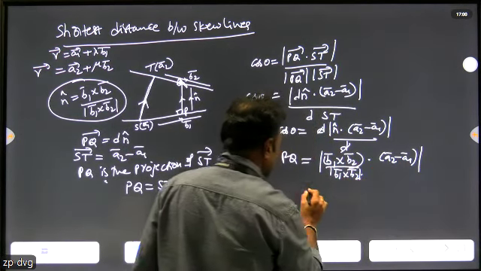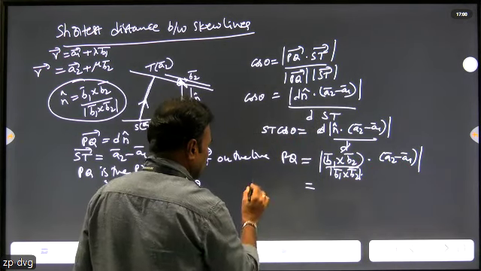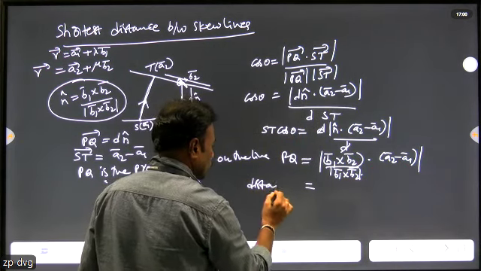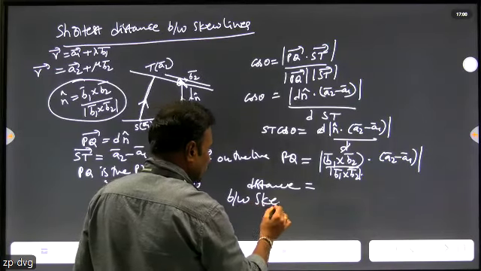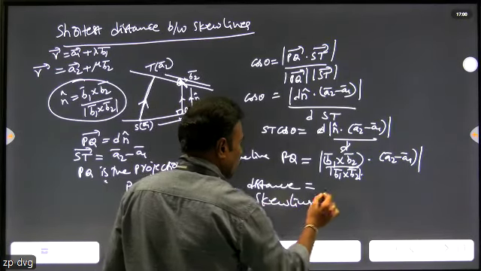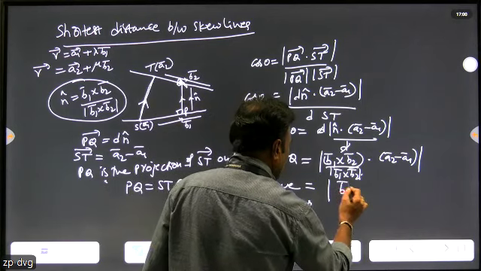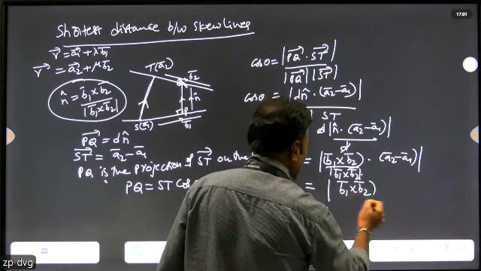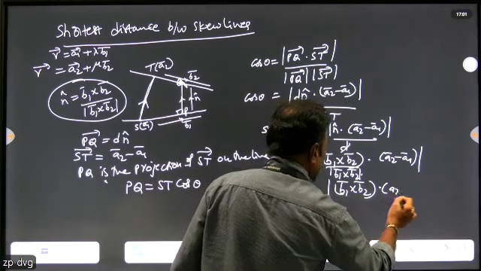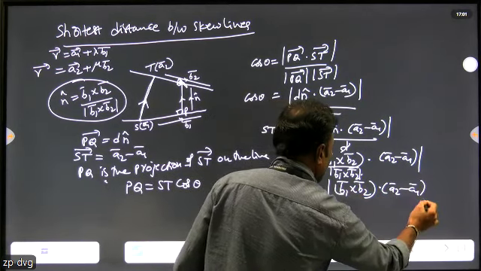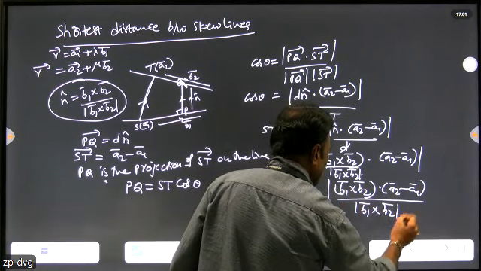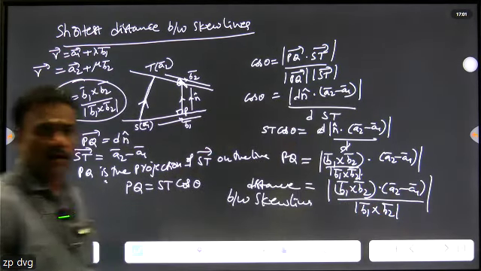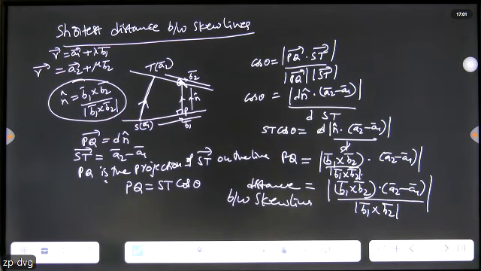So now you can write the distance between skew lines as the modulus of B1 bar cross B2 bar dot A2 bar minus A1 bar by mod B1 bar cross B2 bar. So this is the shortest distance between skew lines.